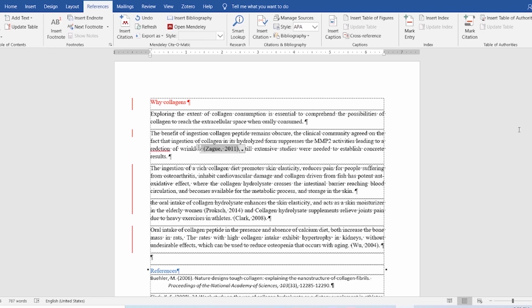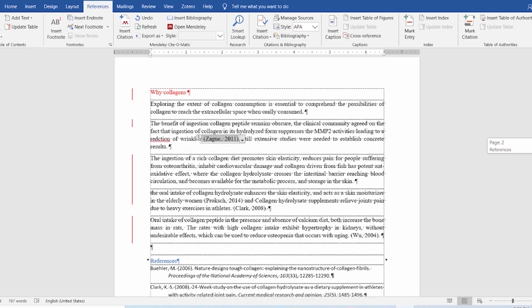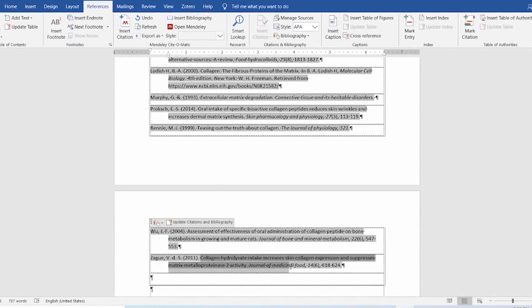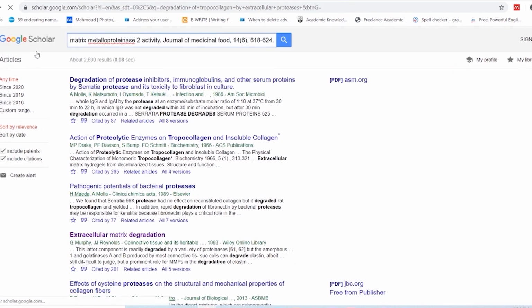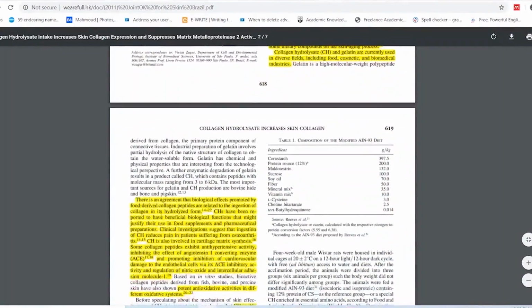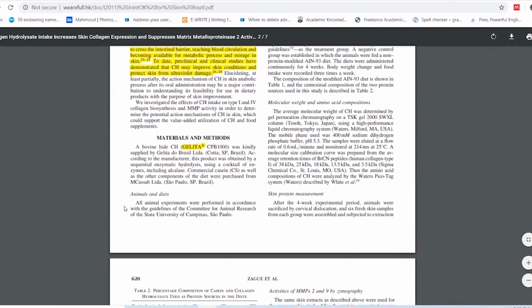Now moving to Zag, and Zag here should be talking about ingestion of collagen. The collagen hydrolysate intake increases the skin collagen. So in here I have to make sure that this intake is an oral intake because I'm talking about ingestion of the collagen. So I will copy the reference. Still not sure from this part if the intake is an oral intake. If I go down here, I can see animals and diet, this means it was an oral intake of the collagen.